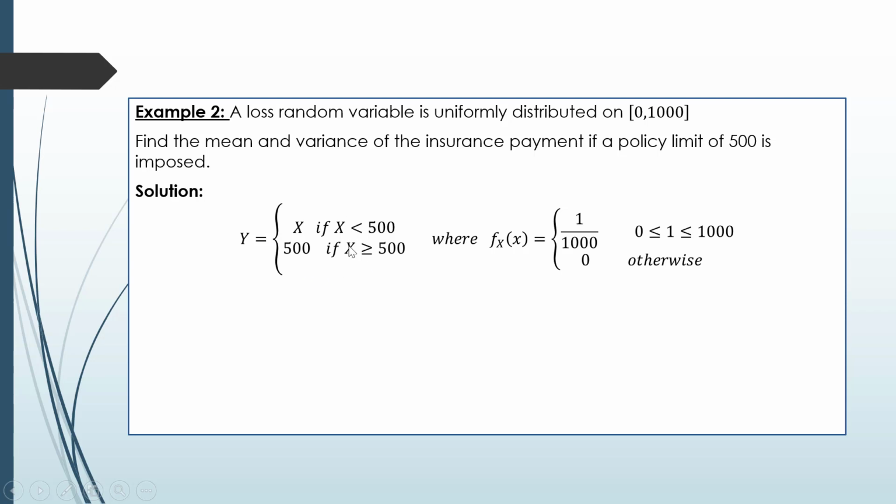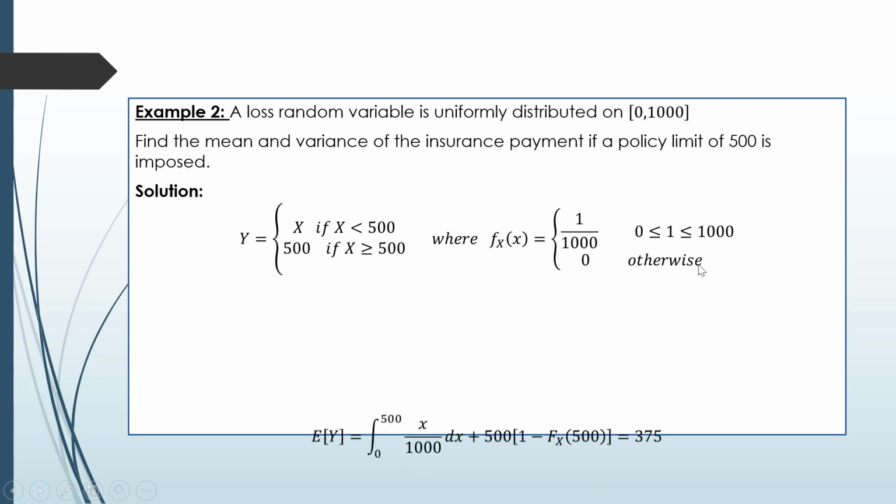Here X is basically the loss variable. It follows the uniform distribution. So the PDF of X is 1 over 1,000 if 0 is less than or equal to x less than or equal to 1,000, and this is equal to 0 otherwise.